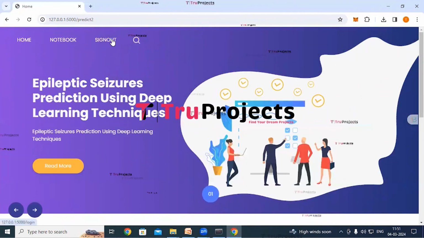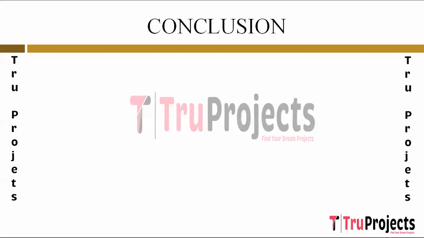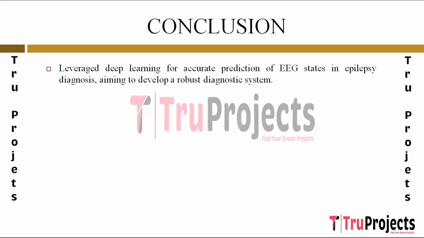Now click on sign out. So the conclusion here is: in this project, we aim to leverage deep learning techniques for the accurate prediction of distinct EEG states associated with epilepsy diagnosis. By analyzing EEG patterns, including seizure activity, tumor affected brain regions, and variations due to eyes open or closed, our goal was to develop a robust diagnostic system to aid in epilepsy diagnosis and treatment planning.